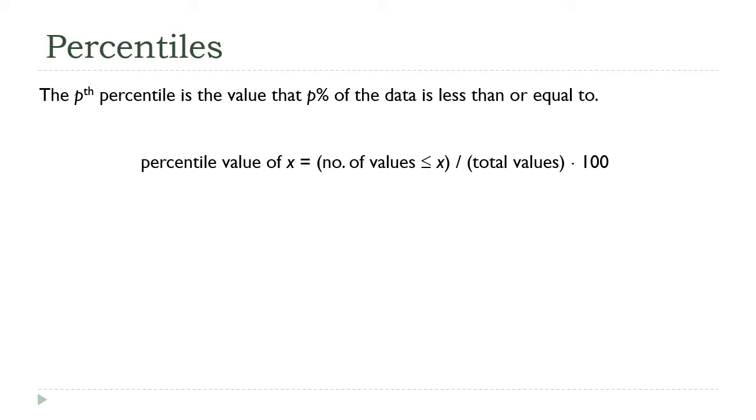And I've got a formula here. The percentile value is equal to the number of values less than or equal to X, that's the data value we're looking at, divided by the total number of values, times 100, that makes it into a percentage.